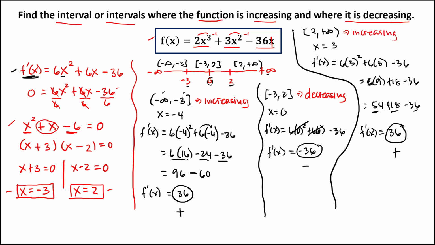is increasing. So the interval where the function is increasing is negative infinity to negative 3 and positive 2 to positive infinity. Then the interval where the function is decreasing is negative 3 to positive 2.